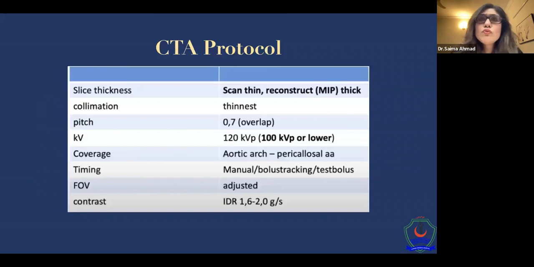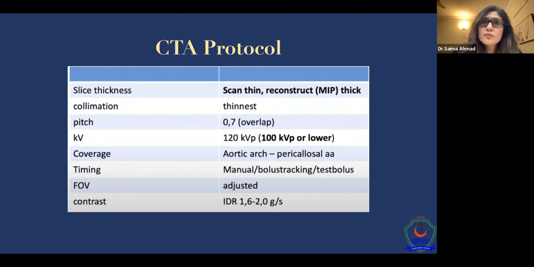The protocol is that you scan thin, but you reconstruct thick MIP images. This is important. And then 120 kVp. If you try to do it at a lower kVp, it would be even better, because the K-edge of the iodine is low, so we can have the maximum density of the contrast at the low kVp.